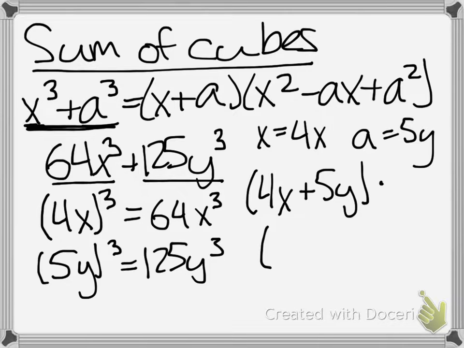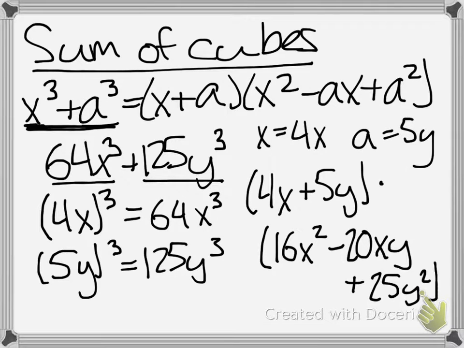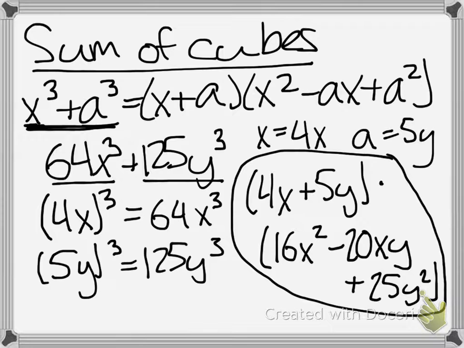That's multiplication. x squared, that's 4x squared, so that's 4 squared x squared, 16x squared, minus a times x, that's 4x times 5y, which is 4 times 5, which is 20xy, plus a squared, that's 5y squared, 5 squared y squared, 25y squared. I can multiply those together, make sure I would get 64x cubed plus 125y cubed. I'm not going to, but you can check and make sure that we're right. We are. I'm confident.